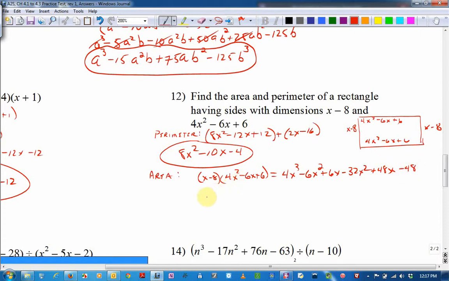Okay, let's simplify. I'd get 4x cubed. I have a minus 6x squared and a minus 32x squared. So that would be a minus 38x squared. Now I have a plus 6x and a plus 48x. So that would be plus 54x. Minus 48. That would be an expression for the area.